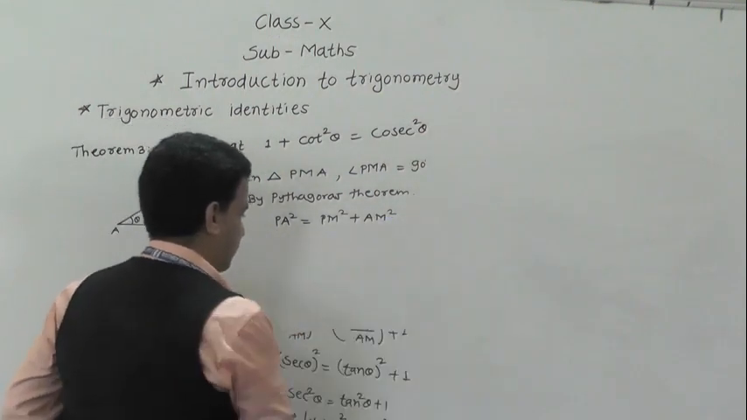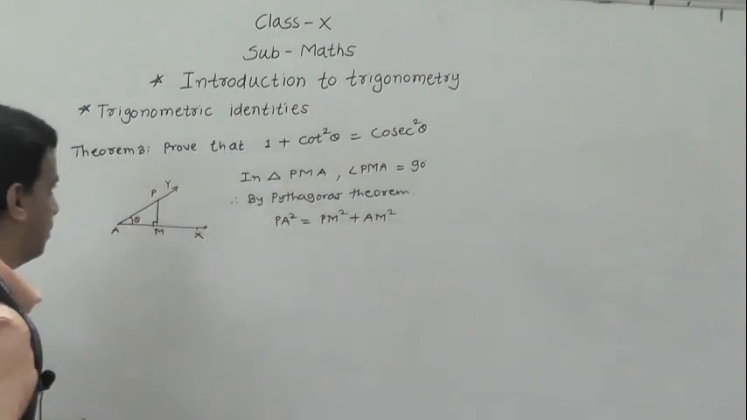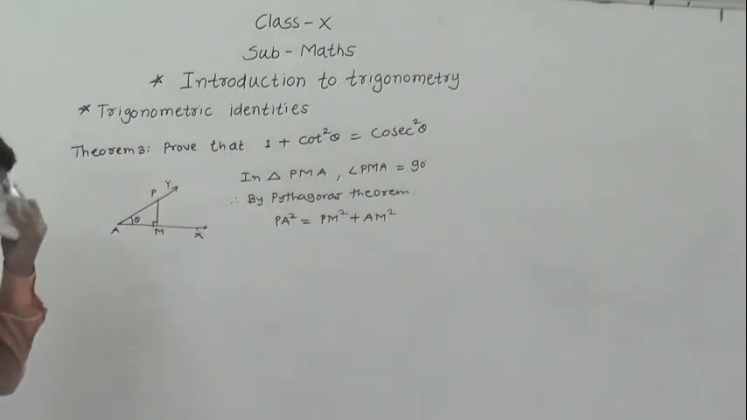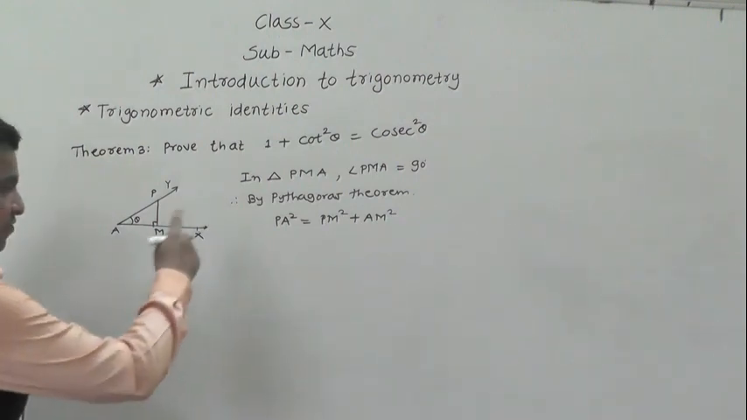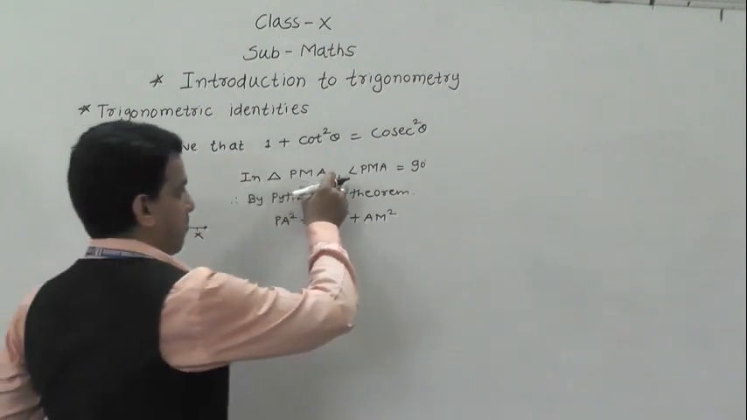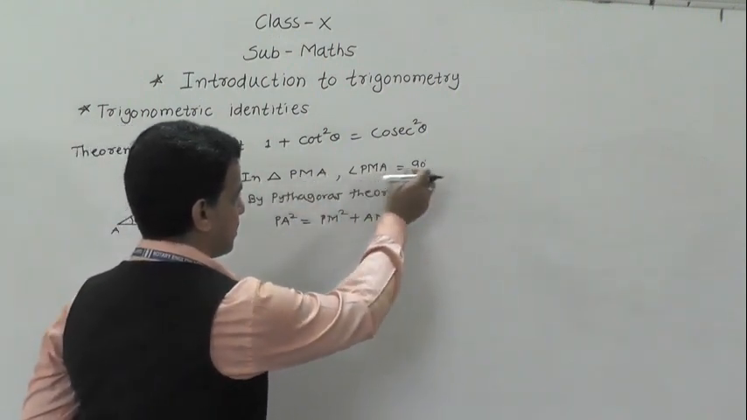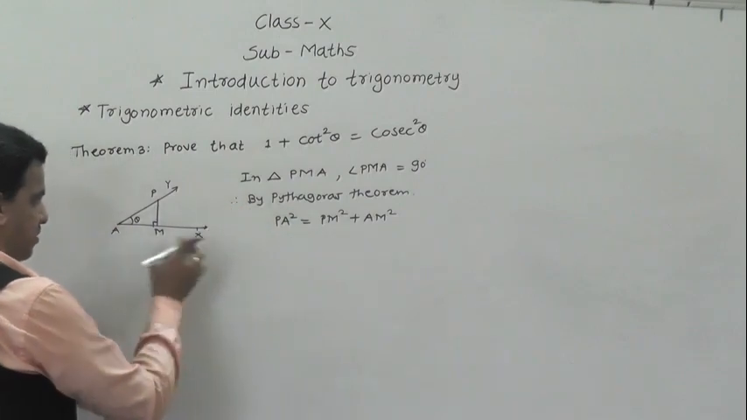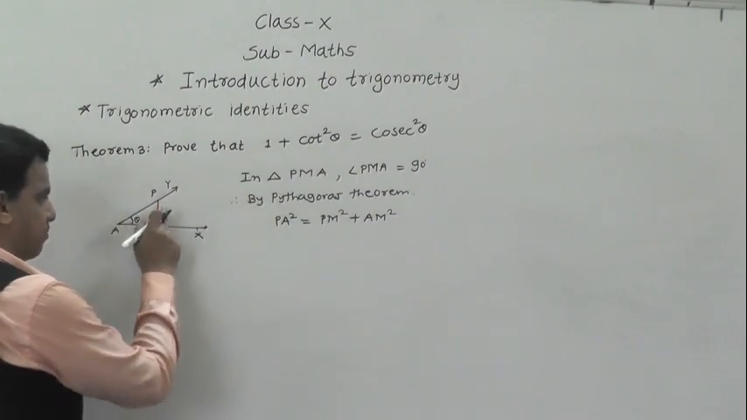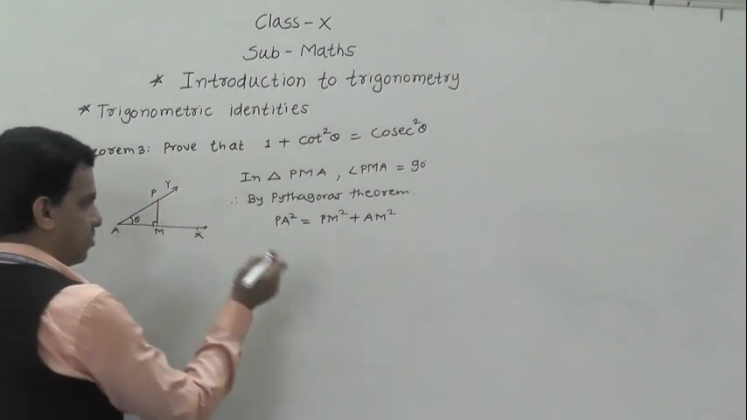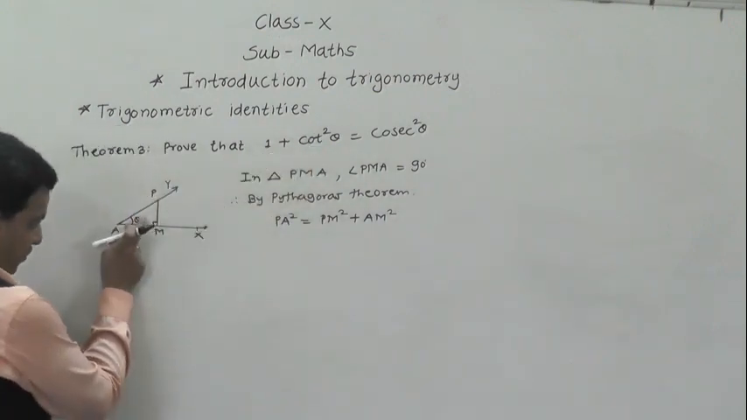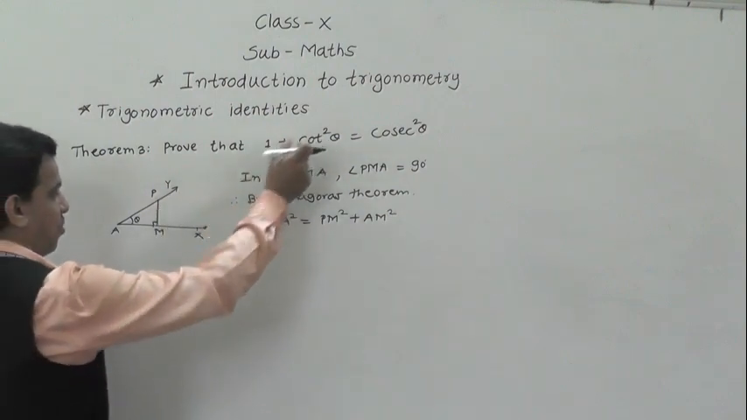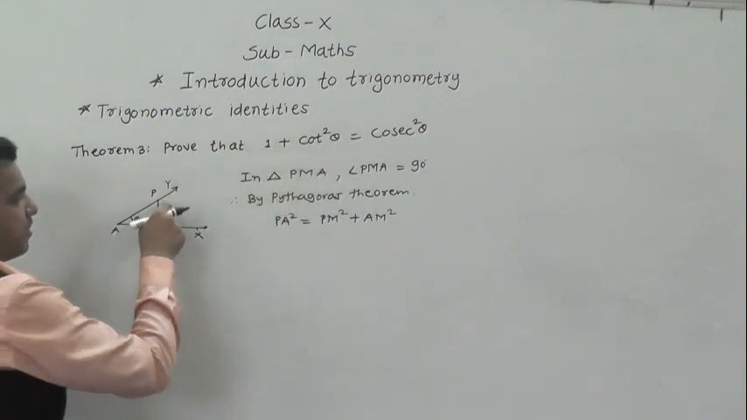So here we have to prove this one. Again, same, in triangle PMA, angle PMA is equal to 90 degrees. So by Pythagoras theorem, PA² = PM² + AM². Now here we want cot²θ. So for reference of theta, what is the definition of cot? That is AM by PM.